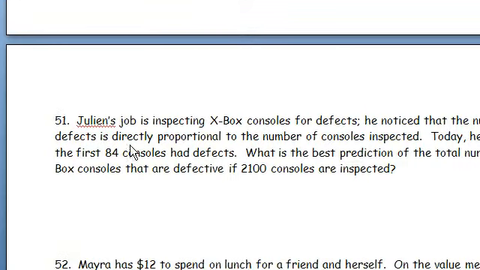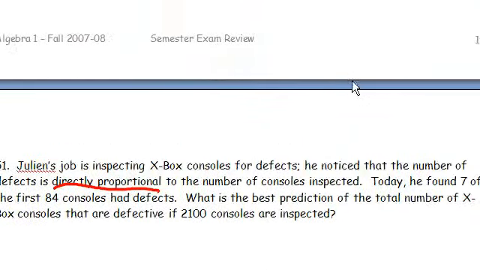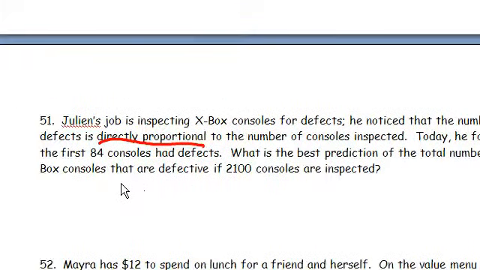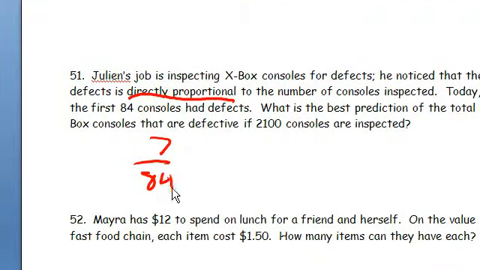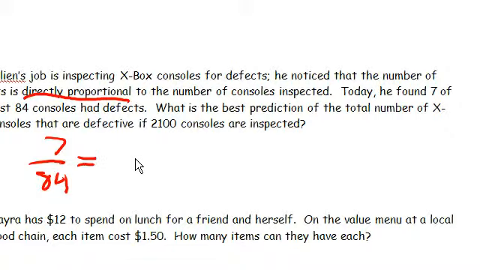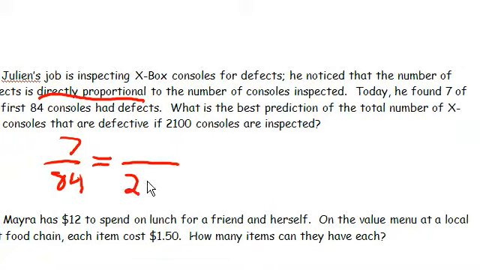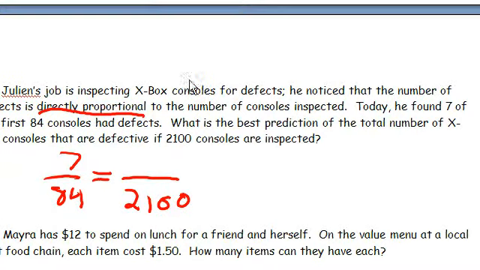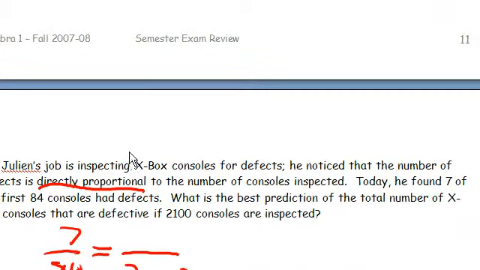Number of defects is directly proportional to the number of consoles inspected. Teddy found that 7 out of 84 consoles were defective. What's the best prediction of the total amount of Xboxes that are defective if 2,100 are inspected? Do you like how this problem is so relevant to you? I'm talking about Xboxes. Xboxes!